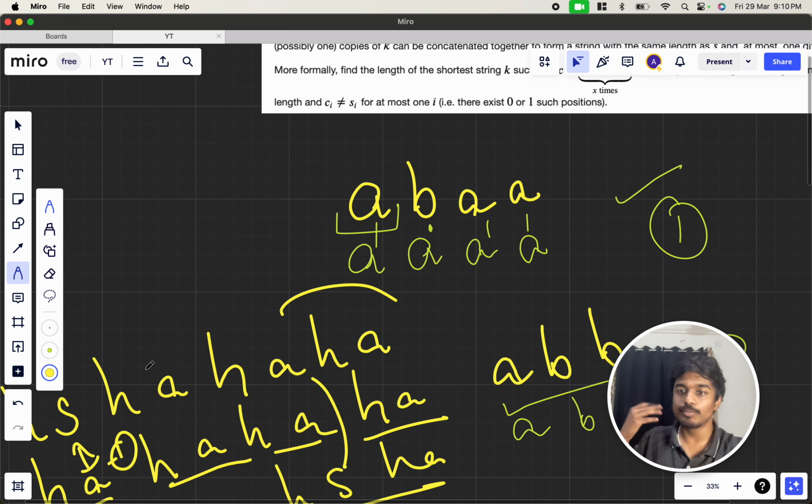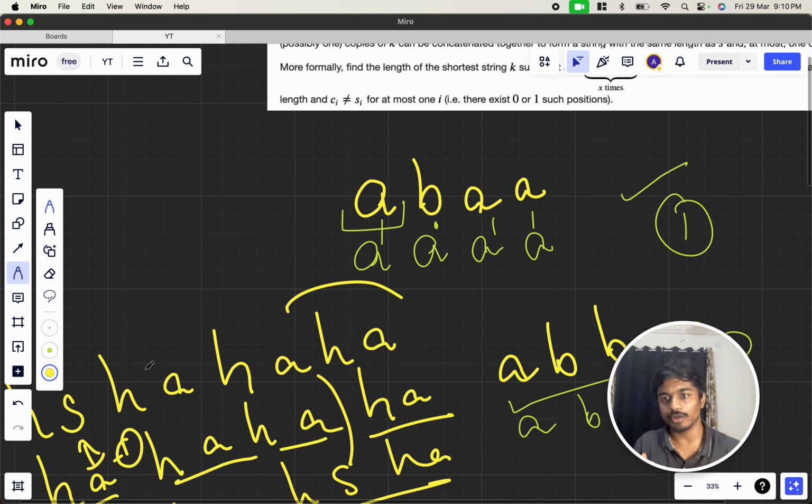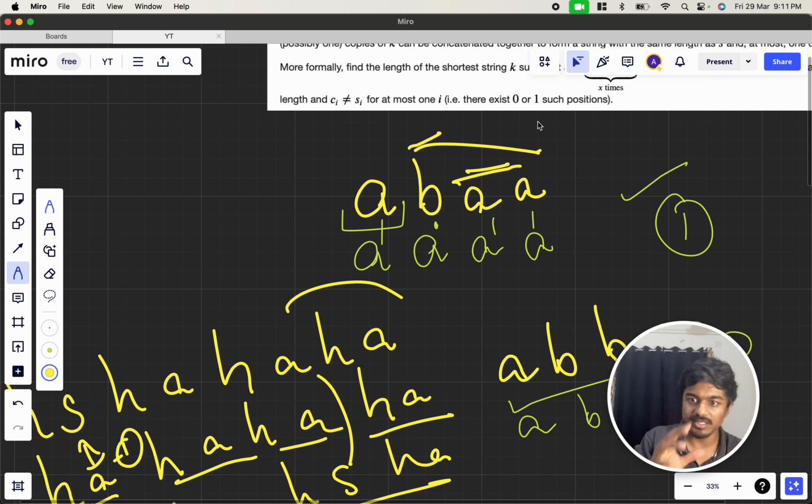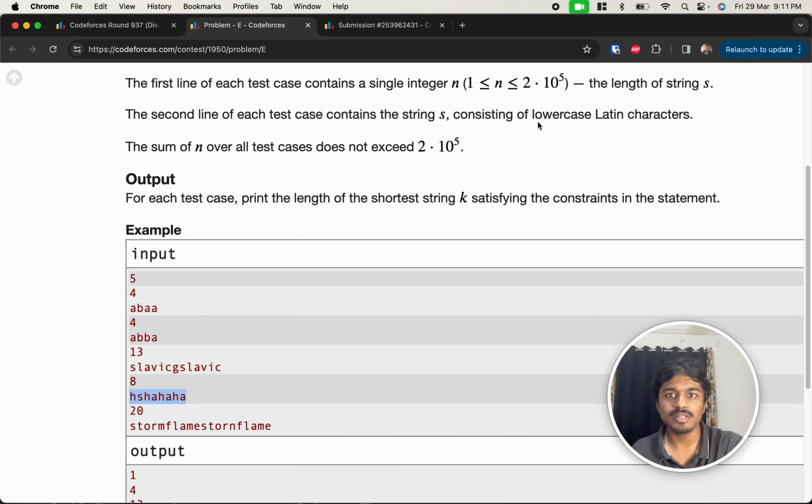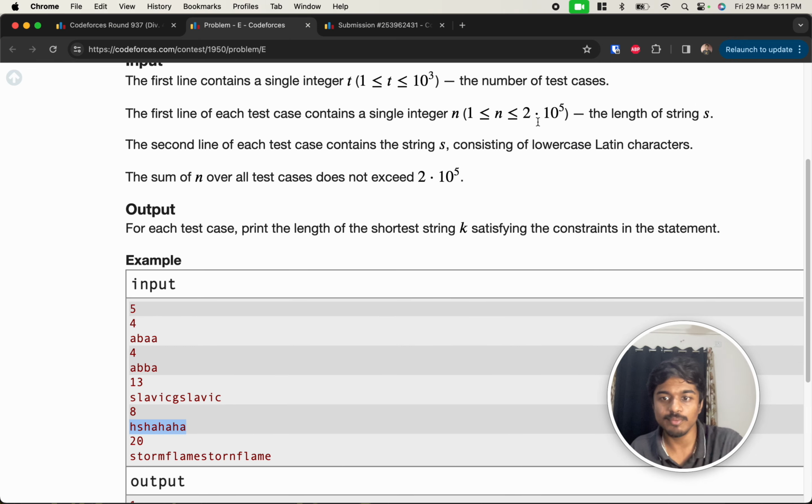Now, what is the brute force way we can think of? You generate all the substrings that are possible. For A, B, A, A, you generate A, then A, B, then A, B, A, and so on, find all the substrings and keep comparing. Wherever you find at most one different character and the substring length is minimum, you output that number. But the time limit will be exceeded because n goes up to 10 to the power 5.